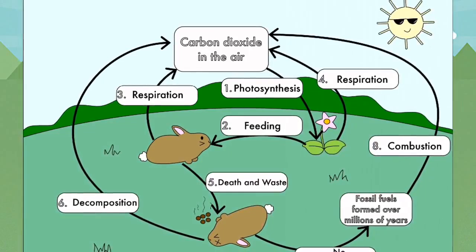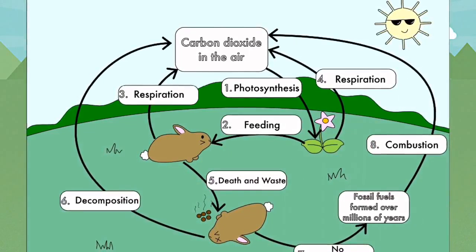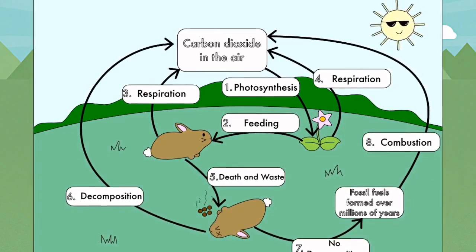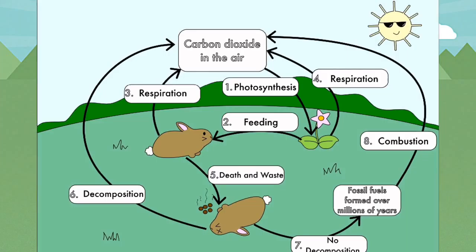Humans are impacting more and more on the carbon cycle. Burning of fossil fuels and deforestation are altering the concentration of carbon dioxide in the air. This increased carbon dioxide is linked with the greenhouse effect.